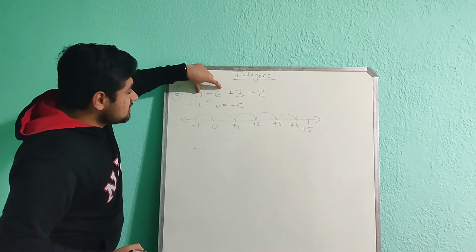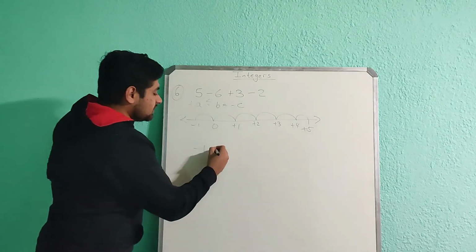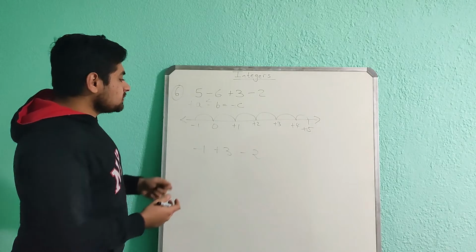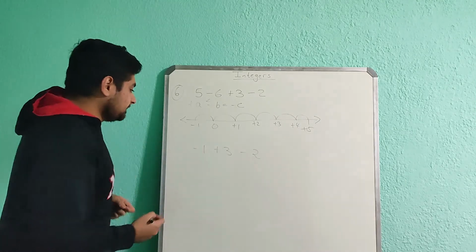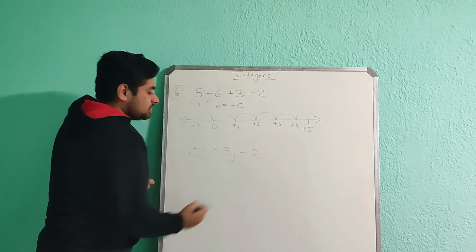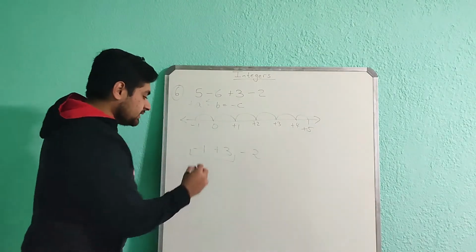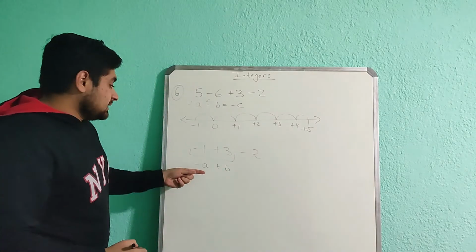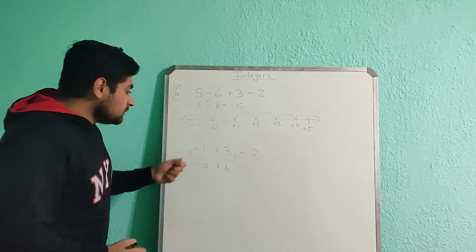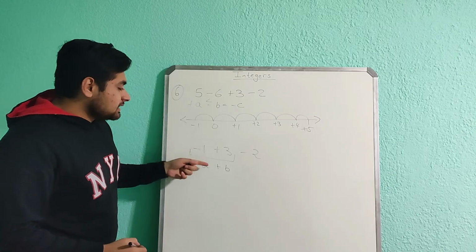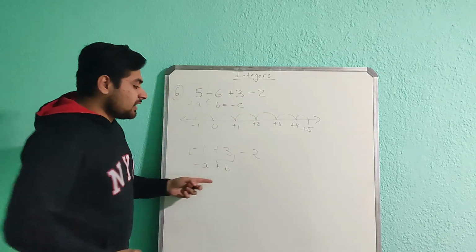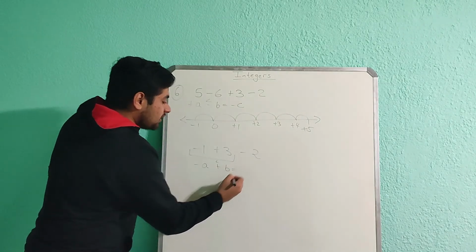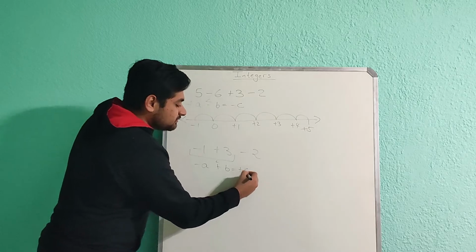Since we are done with these two, now you write the question as it is. Plus 3 minus 2. Now we solve the first two again. So we take these two. What is minus 1 plus 3? We can see that's minus a plus b. That is rule 3. But 1 is less than 3, and this is scenario 2. So if 1 is less than 3, according to scenario 2, our answer should be positive.